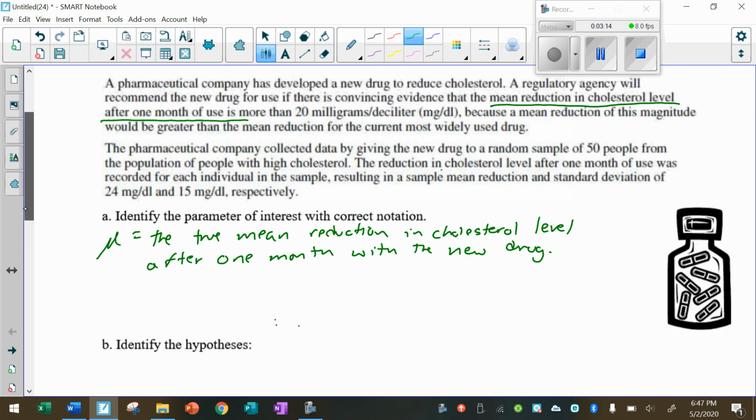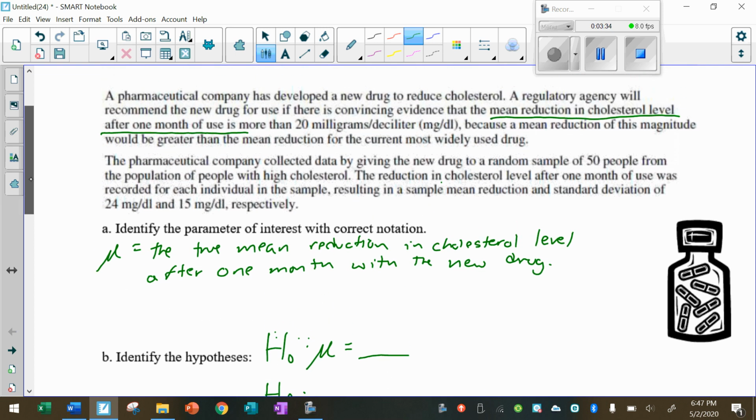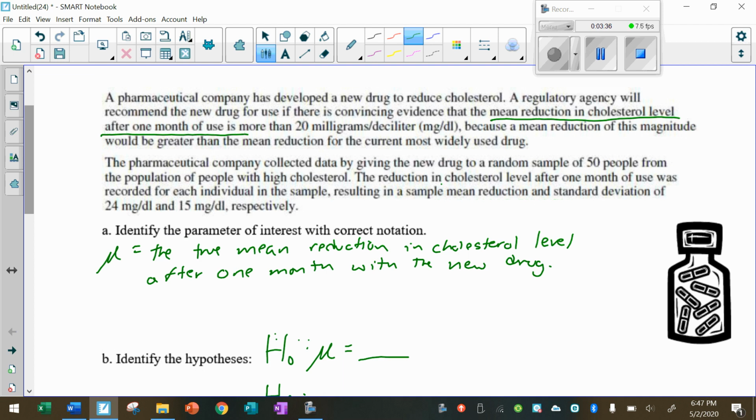Now, just like with the one proportion z-test, we're going to have a null and alternative hypothesis. And just like with the one proportion z-test, our null is going to be that mu is equal to some value that is given to us in the question. And so in this question, the key is 20. So right now, the current drug has an average reduction of 20. So in order for the new drug to basically get approval, it has to show that it's better than 20.